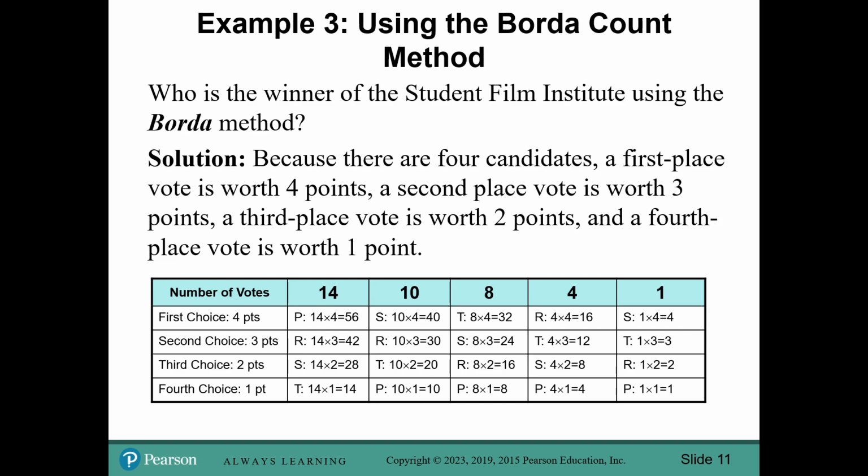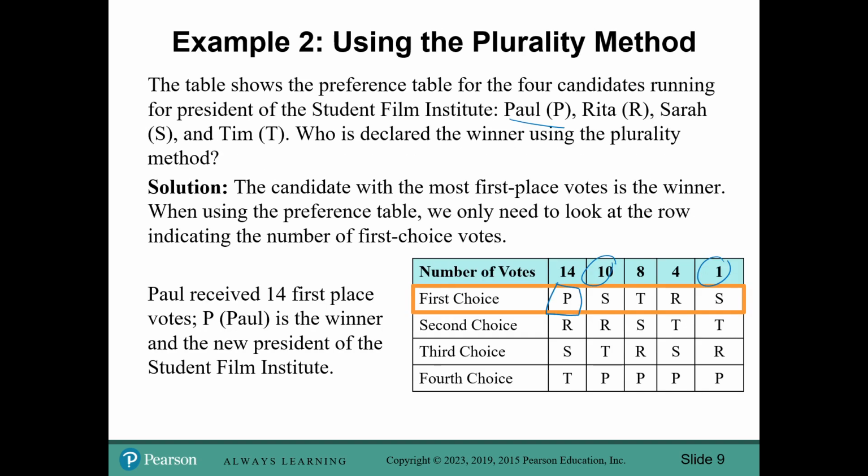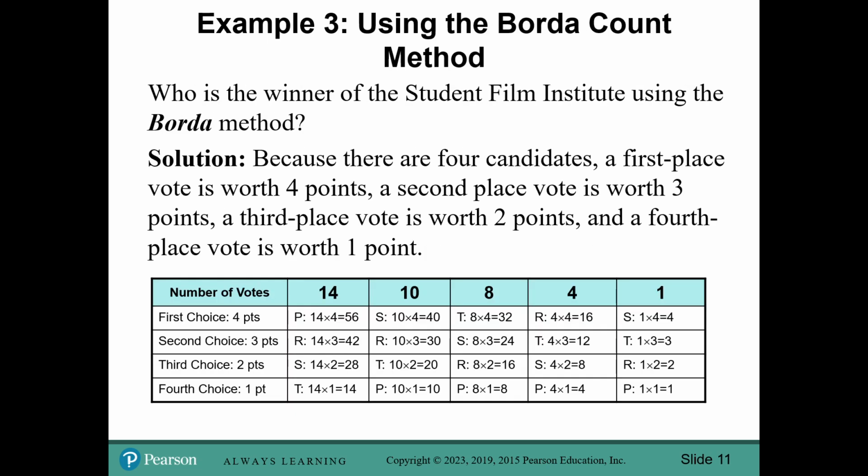Because there are 4 candidates, a first place vote is going to be worth 4 points. A second place vote is worth 3 points. A third place vote is worth 2 points. And a fourth place vote is worth 1 point. So what we have to do with our table now is get a little more intricate with it. Remember, in our first column, if you look back at the original table, the first column is 14, 10, 8, 4, 1. We're taking that same table, right? But we're breaking it down using this point method with the Borda.